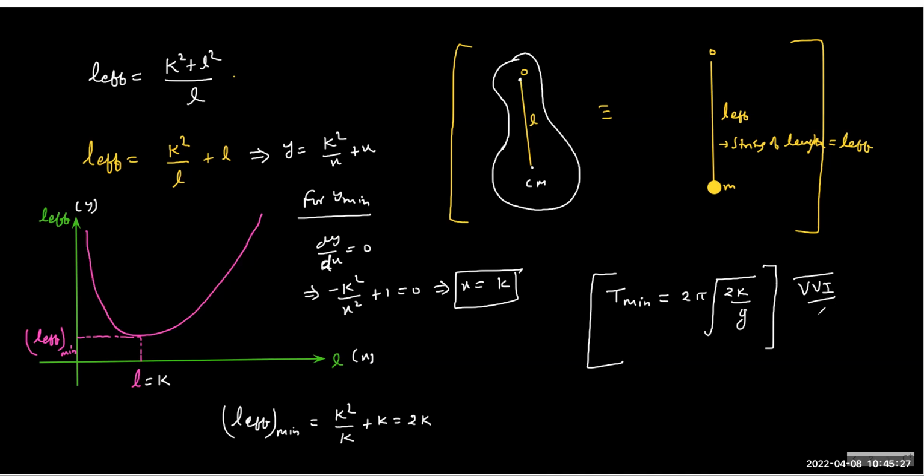Is this clear? And k is the radius of gyration. Is this clear, guys? No. Yes, sir. Okay.